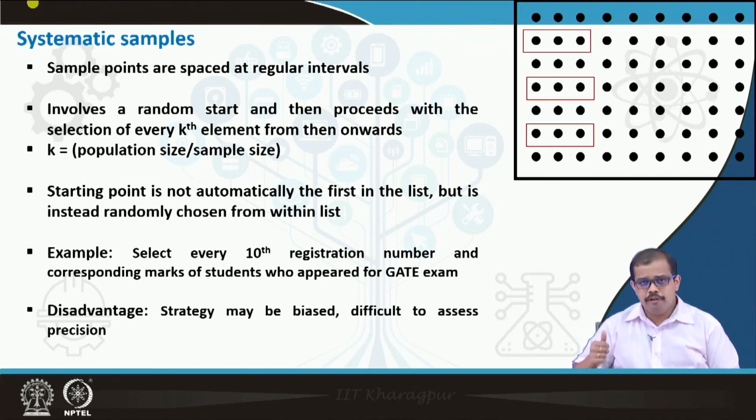To give you a very fair example, let us take every 10th registration number and the corresponding marks of the student who appeared for the GATE exam. It does not mean that every 10th student has scored extremely well or extremely badly. It is just a kind of sampling, so it may be biased. It may be your intuition that every 10th student is an extremely good student, but that bias should not be there in your data set.